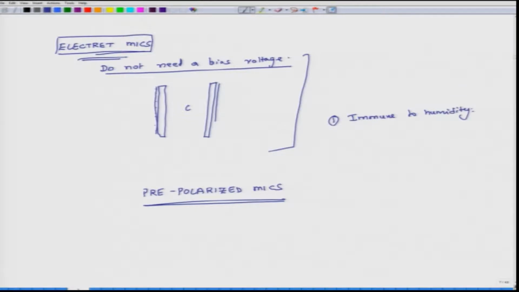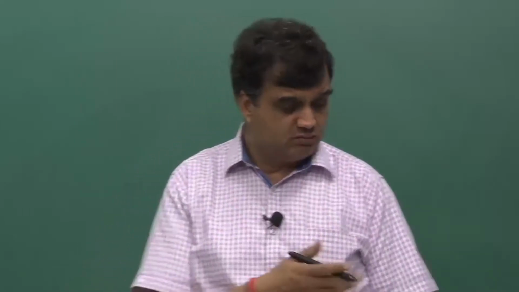Because these electrons have nowhere to go, they are immune to humidity. Second thing is they work very well even at high frequencies. Our earlier type of microphones, DC bias, were working well enough only for low and mid frequencies, but these also work well at high frequencies. So, this is all about Electret mics.